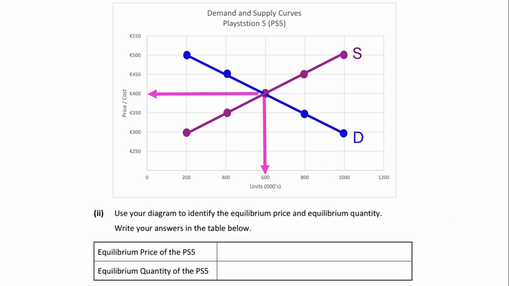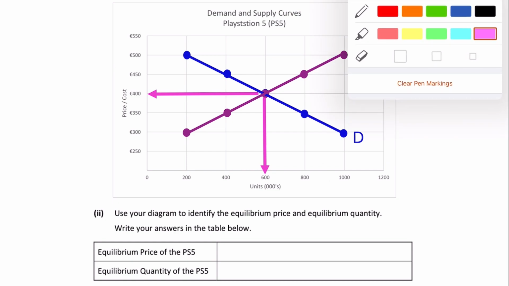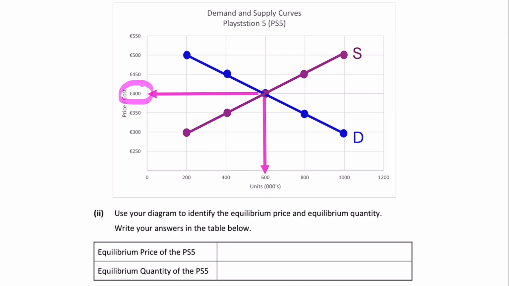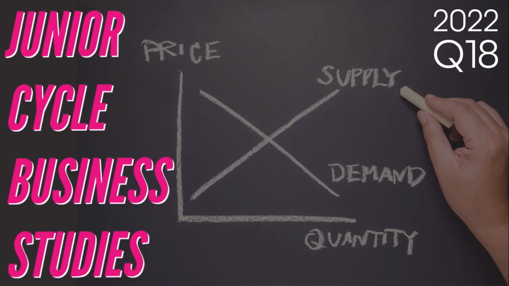So use your diagram to identify the equilibrium price and the equilibrium quantity. Write your answers in the table below. So the equilibrium price of the PS5 would be €400, and the equilibrium quantity of the PS5 would be 600,000 units. And that is the demand and supply curve there for that year. So 2022, question 18.